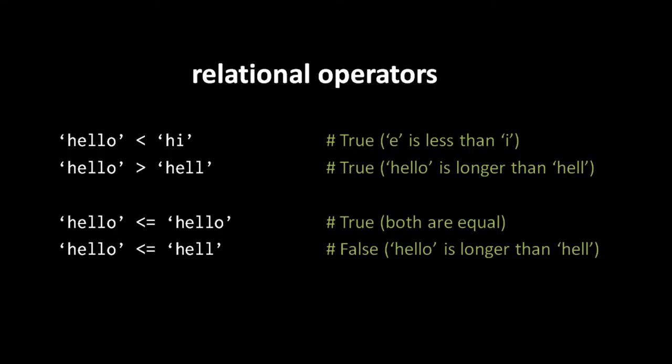So in the first example here, is hello less than hi? Well, it's the second characters of the strings which are the first to differ. Is e less than i? Yes, it is, because the code point of lowercase e is less than the code point of lowercase i. So this operation evaluates true. In the second example, is hello greater than hell? Yes, it is, because the two sequences match, except hello is longer.